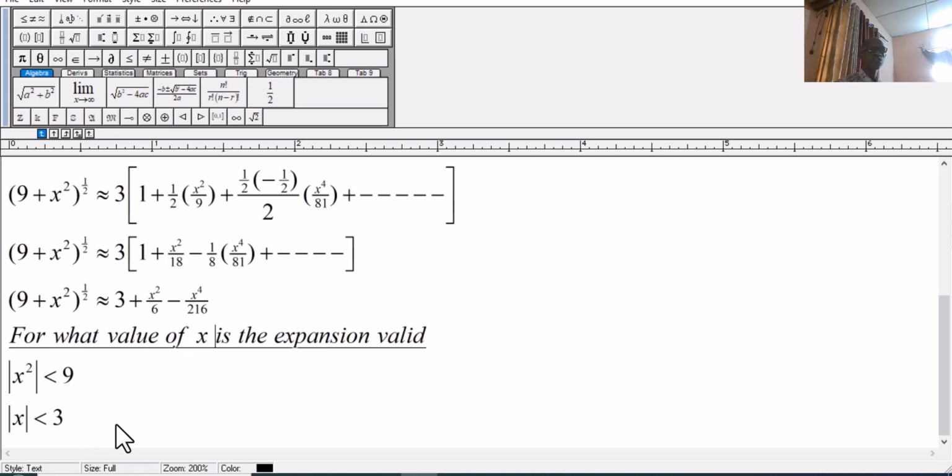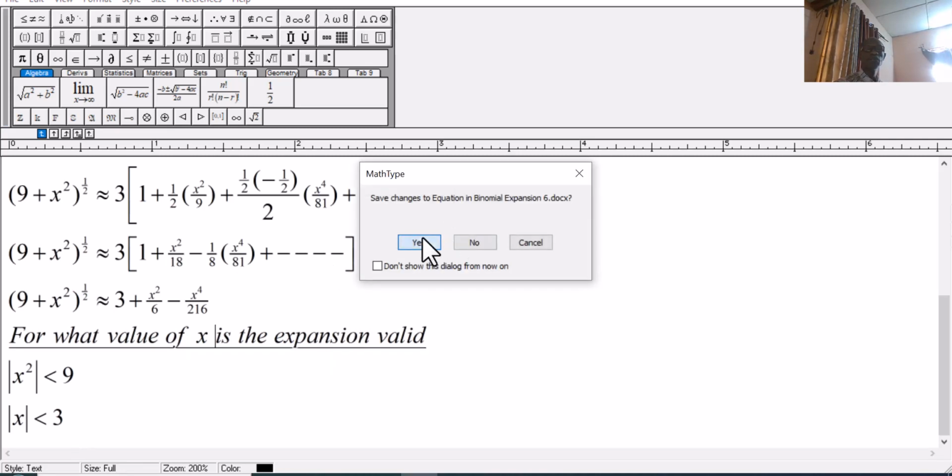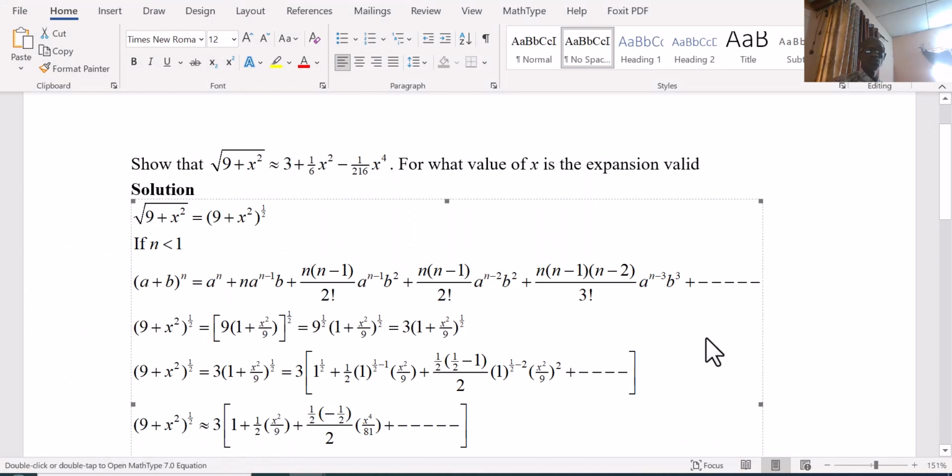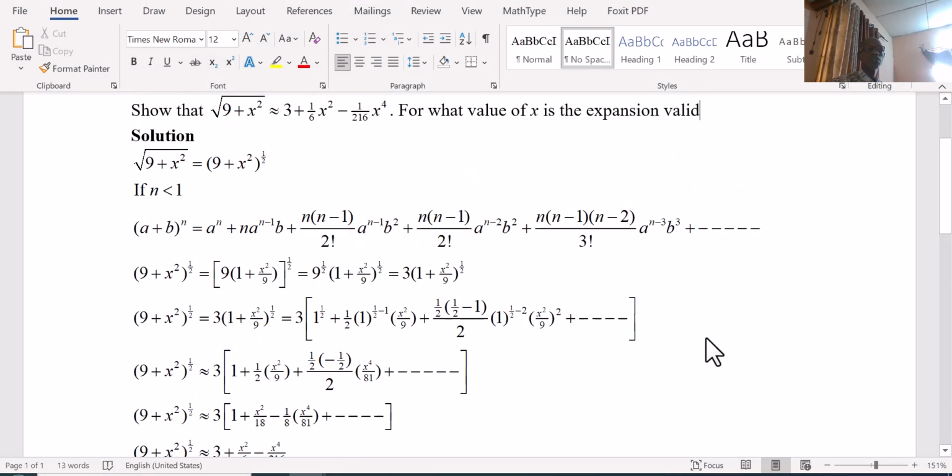So I hope you enjoy solving this particular problem. This is how to go about this. We'll come back again to solve another problem still on binomial theorem. So you can come back again and watch the next video, still solving binomial theorem problems.